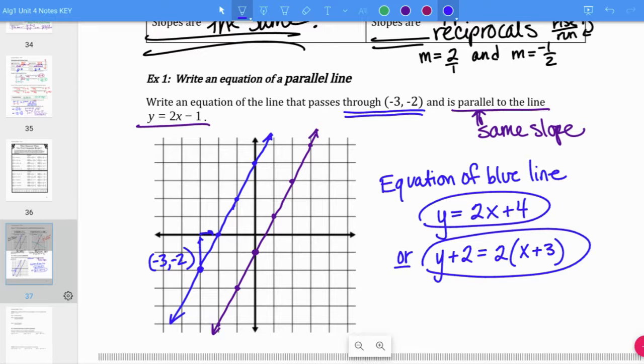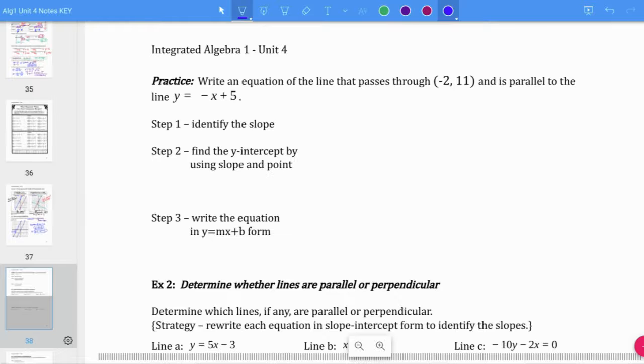All right, well, we're not always going to have a graph. So let's try some where we don't need to go through the graphing process. Take a look on page 38. First one says, write the equation of a line that passes through the point negative 2, 11. So they're giving me an x and a y value. And they're saying that it is parallel to the line y equals negative x plus 5. As soon as I see parallel, I know same slope.